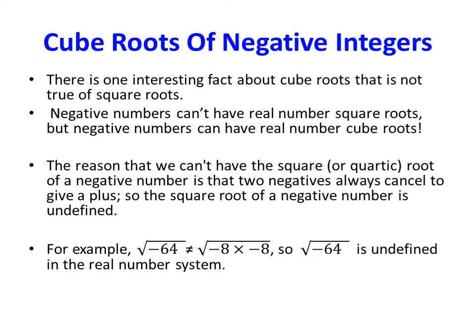See an example. For example, you are going to find the square root of minus 64. So the square root of minus 64 is not equal to minus 8 multiplied by minus 8, because when minus and minus are multiplied, it will become plus 64. So minus 64 is not equal to minus 8 multiplied by minus 8. So we will say that the square root of minus 64 is undefined in the real number system.